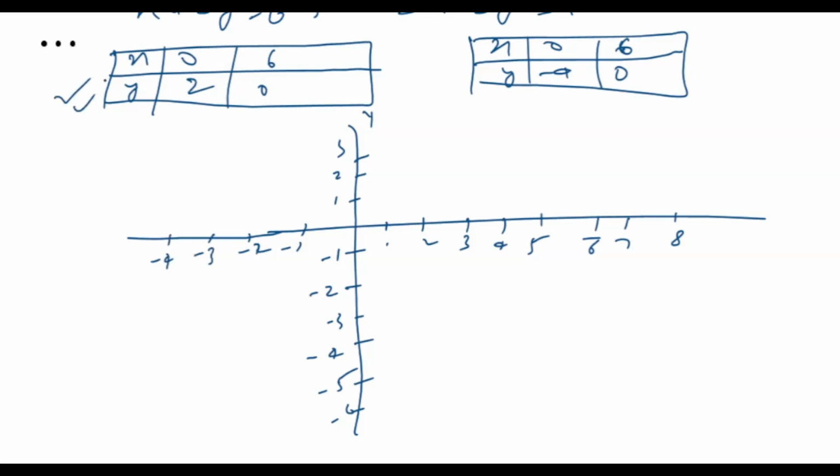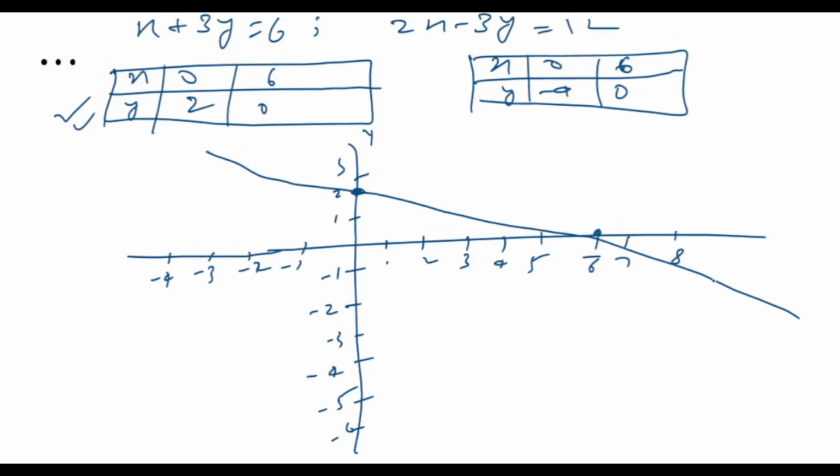For this equation, equation 1, x is 0, then y will be 2, x 0 y 2, this point, and that is 6 0, x 6 y 0, this is point. So this is the line of equation first. So write the equation first. Equation first is x plus 3y is equals to 6.